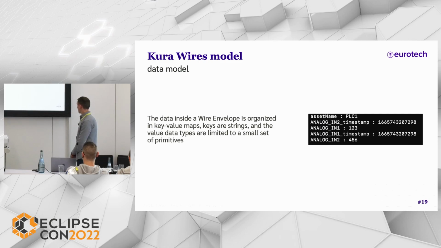The data inside is organized in a map, in a set of key-value pairs, where the key is a string and the value belongs to a small set of data types. You have numbers, booleans, strings, and byte arrays. So we defined this data model to be something that is simple and easy to understand, but we found out that it is enough in most of the cases.